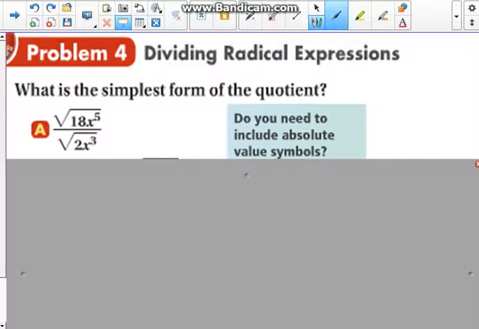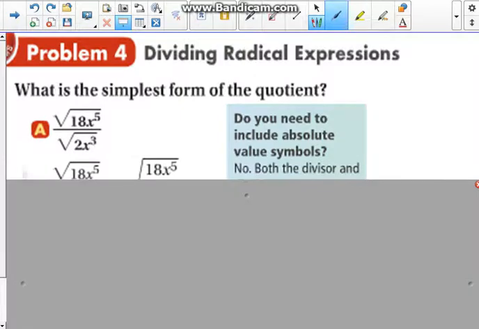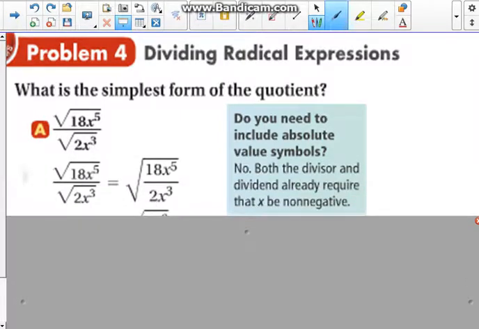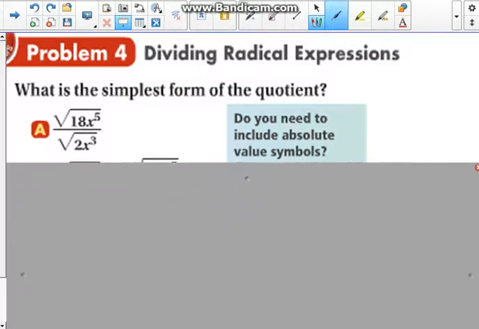Now let's look at problem 4. It says dividing radical expressions. What is the simplest form of the quotient? So it says, let's first think about our answer. Will it have absolute value symbols? Well, we've got odd powers here in our radicand, but they're square roots. So, what do you think? Both the divisor and the dividend already require that x be non-negative. So let's think about why that is.